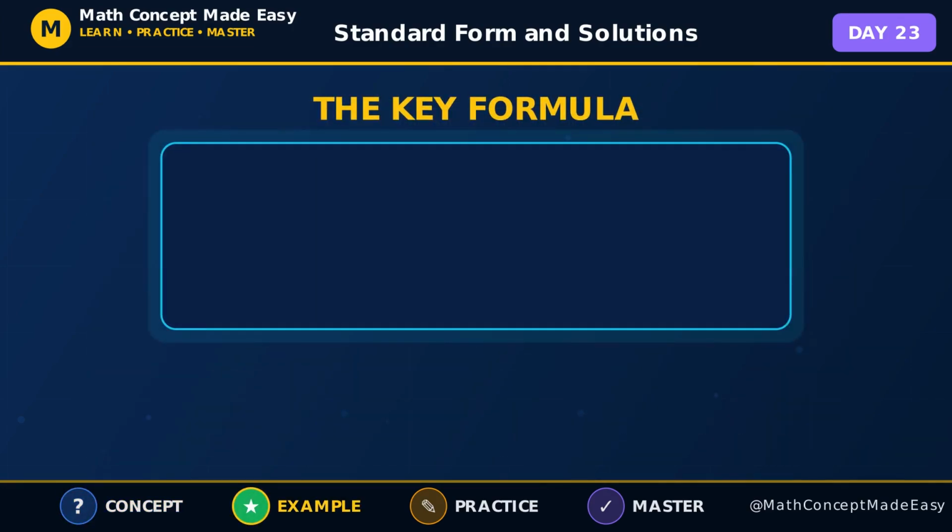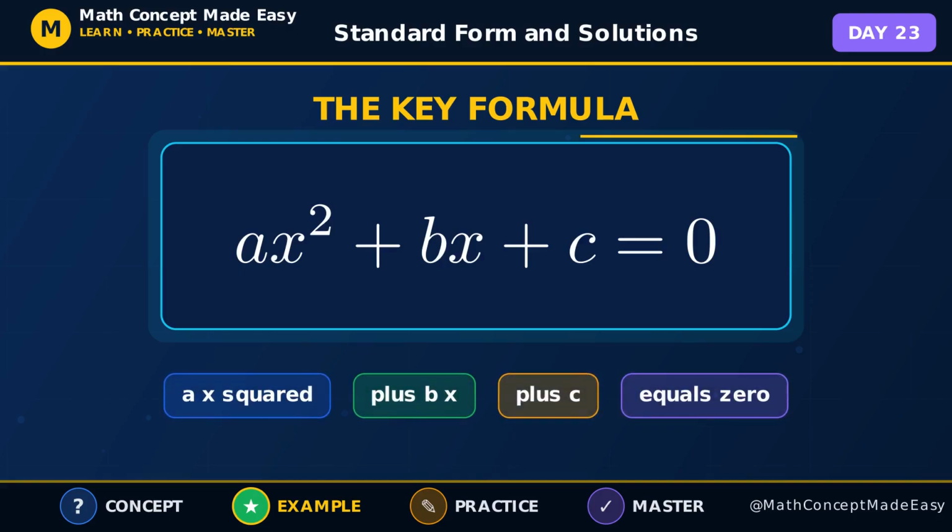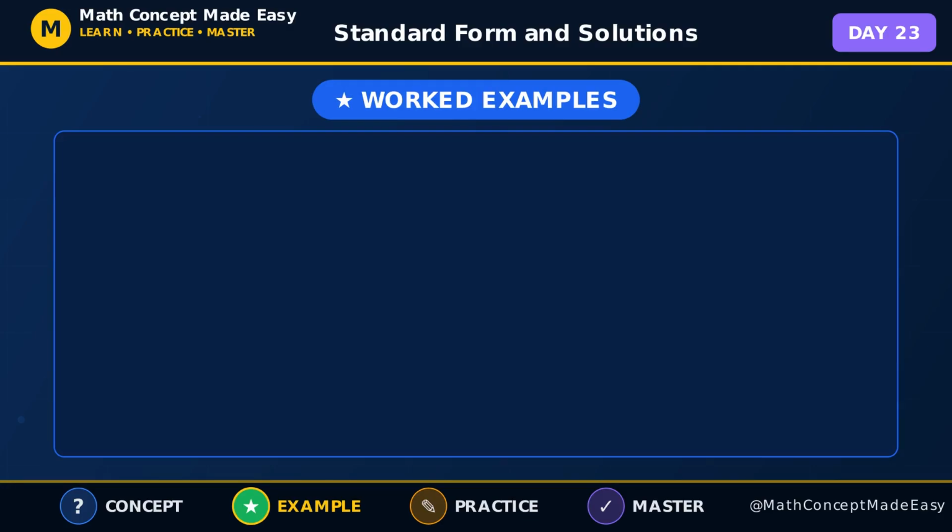Here is the key formula for standard form and solutions. The formula is ax squared plus bx plus c equals 0. Watch how each part appears as I say it. Do not just memorize the symbols, make sure you understand what each one represents, because that is what the exam really tests. Let us put this to work with real examples, one step at a time.